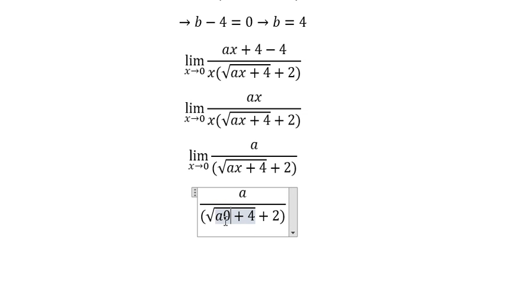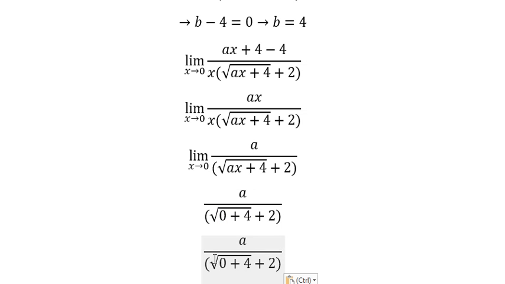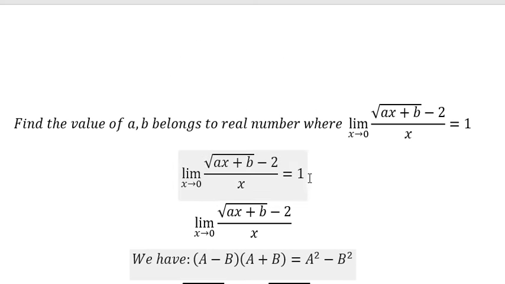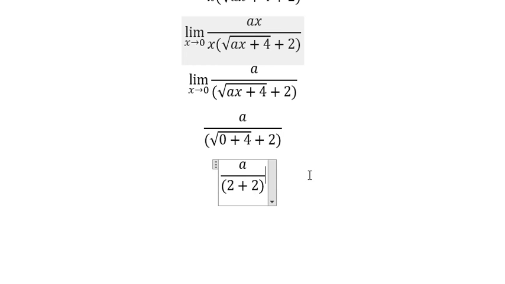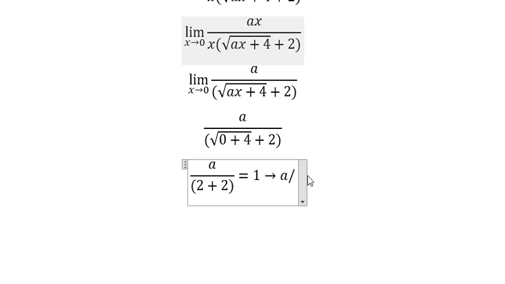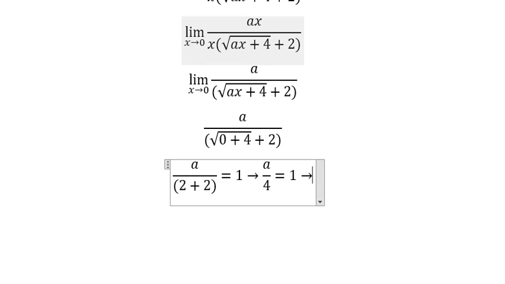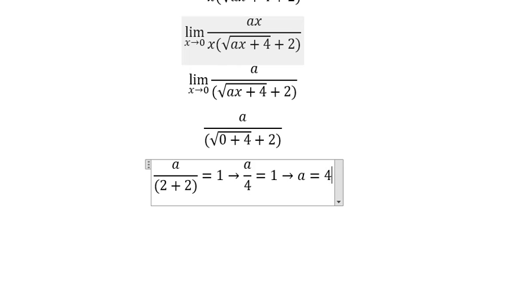A multiplied by number 0, you got about 0. The square root of number 4, you got about number 2. And we know that the value of this limit equals to number 1. So we have 8 over 4 equals to number 1. So a equals to number 4.